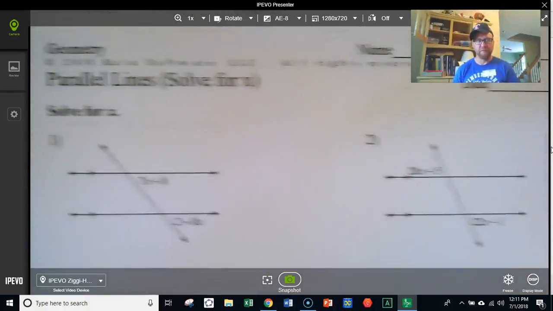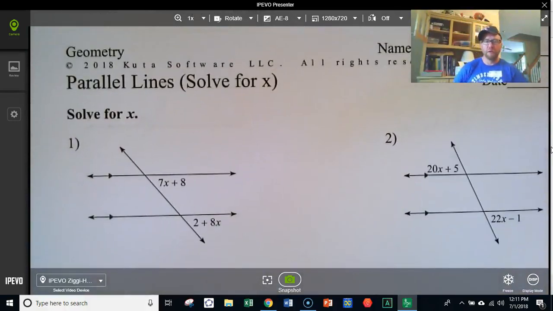Alright, in this video we're going to use the relationships between angle pairs that are formed when a transversal crosses parallel lines in order to set up and solve some problems. Well, just set up and solve some equations, I should say, not really problems.